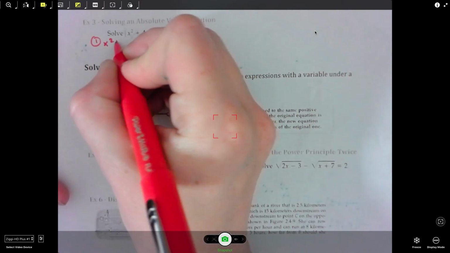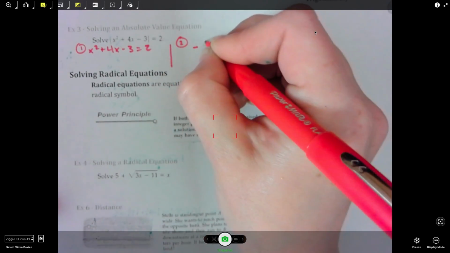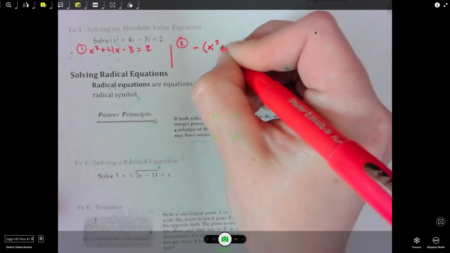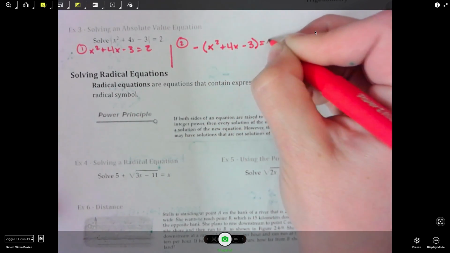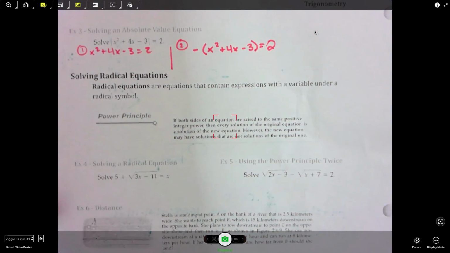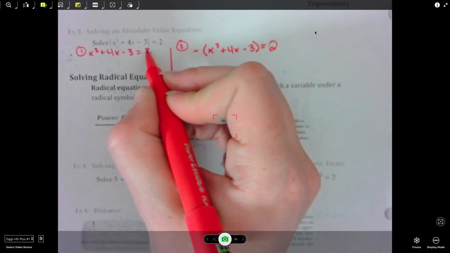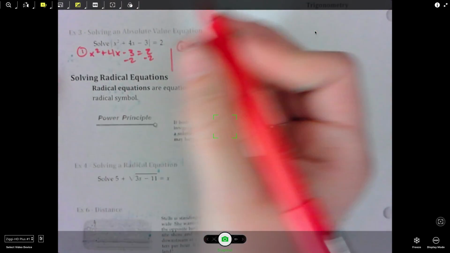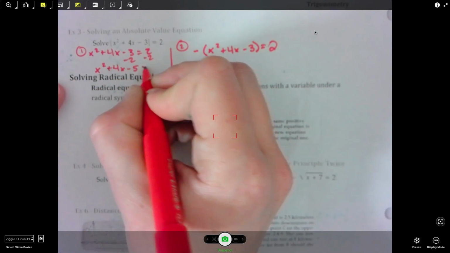So x squared plus 4x minus 3 equals 2 is my first problem, but for the second one, I'm going to put a negative in front of it because I don't know whether that quadratic inside of the absolute value is positive or negative. So I have to look at both cases, one being positive, one being negative, all right? To solve this one, I'm going to move the 2 over, so subtract 2. I get x squared plus 4x minus 5 equals 0.